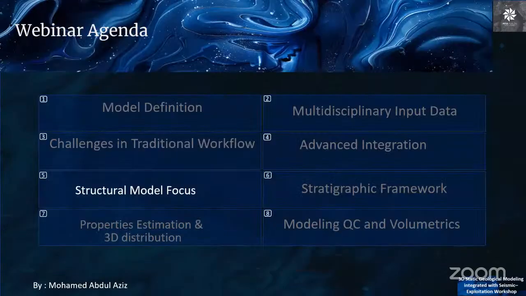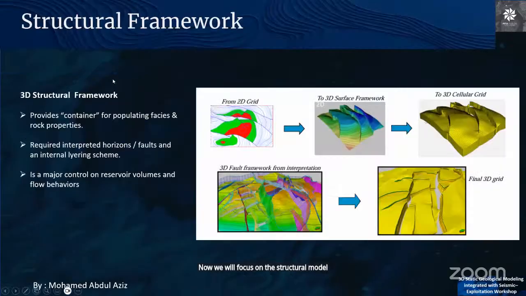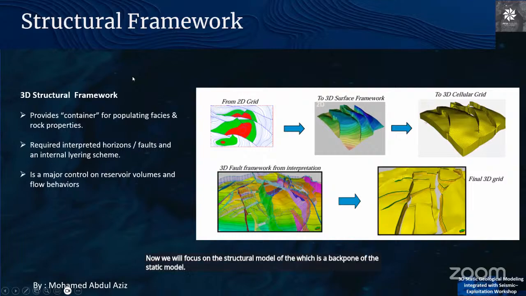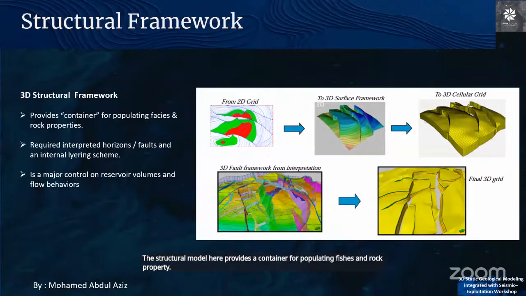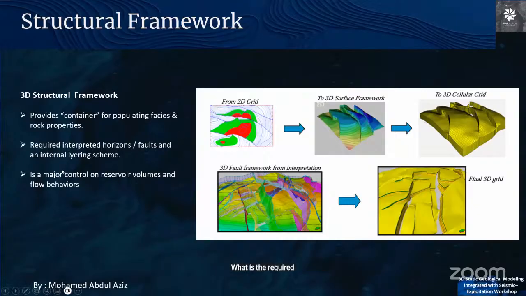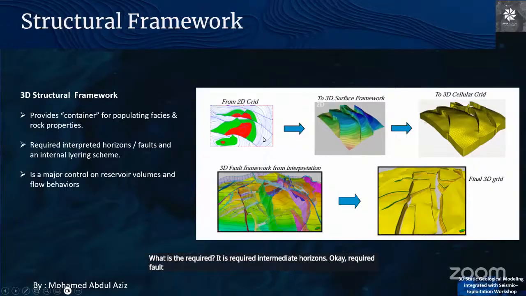Now we will focus on the structural model, which is the backbone of the static model. The structural model provides a container for populating facies and rock properties, whatever the property, as I mentioned, discrete or continuous. What is required? It requires interpreted horizons, okay? Required faults and an internal layering scheme.